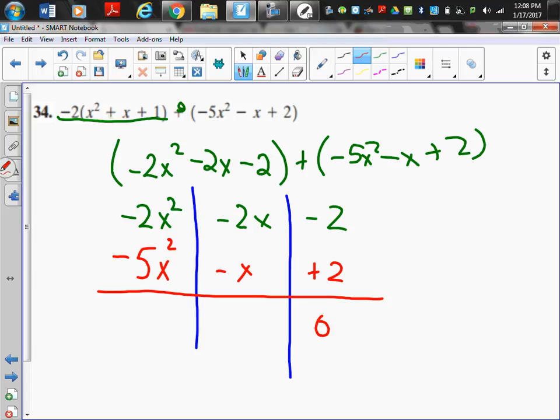Negative 2x plus negative x, and then negative 3x. Minus 3x. Negative 2x squared plus negative 5x squared. All right, so how am I going to write this in standard form? Negative 7x squared minus 3x. Good. So your final is negative 7x squared minus 3x.